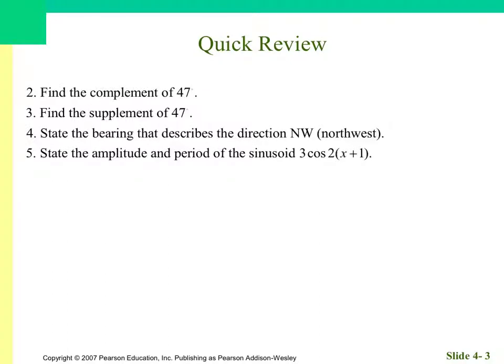Find the complement. Remember, complements are two angles that add to 90 degrees, so 43. Supplements are two angles that add to 180, so 133. Yep.